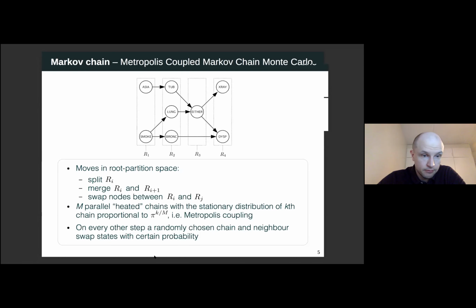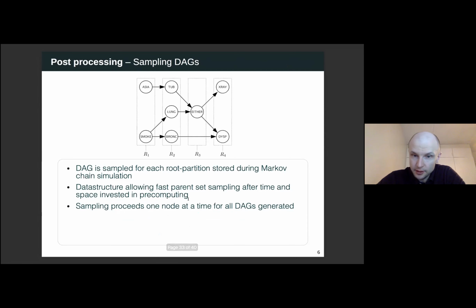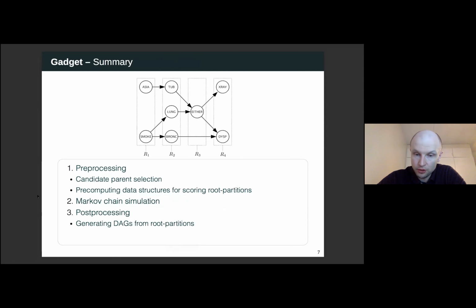So finally, in the next slide, in post-processing, we sample a DAG for each root partition stored during the chain. And here we also have a novel per node data structure allowing fast parent set sampling, which requires investing some time and space in pre-computation. And to save space, we do this transposition trick where instead of sampling whole DAGs at a time, we sample one node at a time for each sampled DAG. So sort of a transpose of the normal.